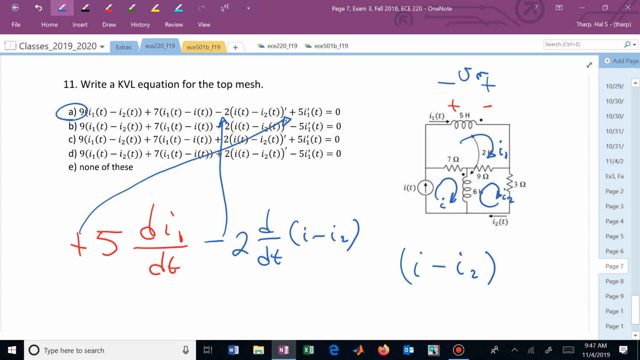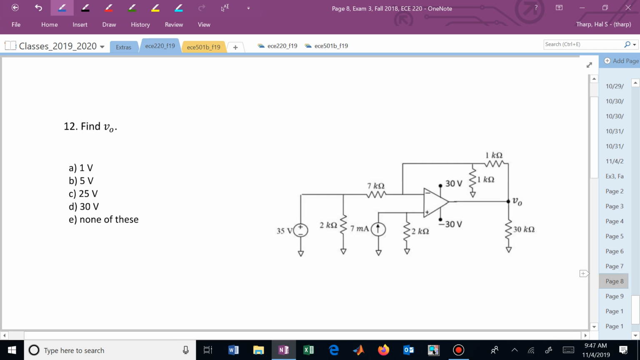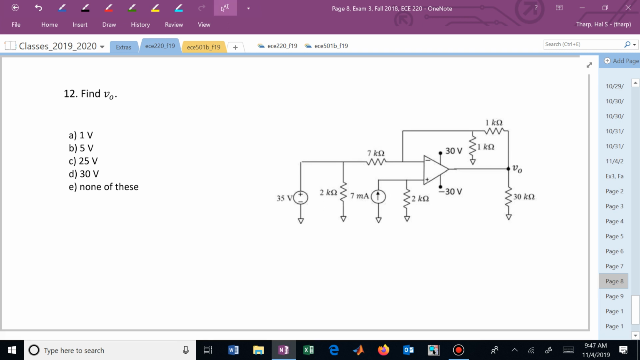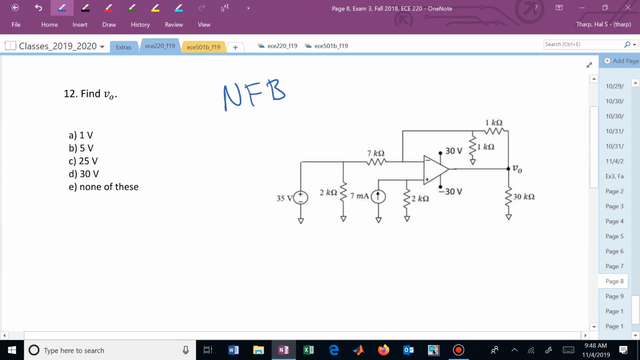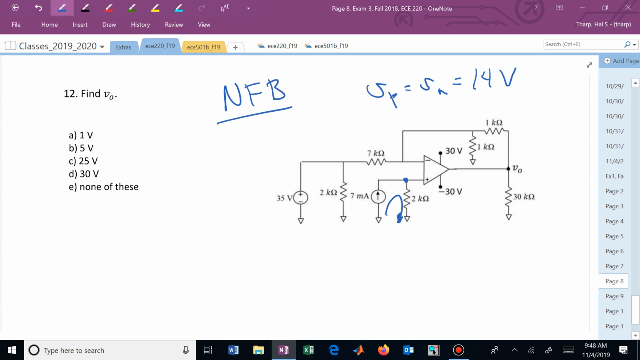They're all the same. Page 8. Find V sub 0. What do we know? Do we have negative feedback? Yes. So V sub P is equal to V sub N, which is what we're assuming. What's V sub P? We can find it very easily because it's just Ohm's law away from that current supply and that resistor. V sub P is now 14 volts: 7 times 2, taking account of the units.